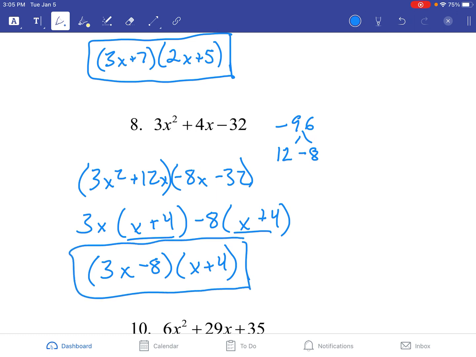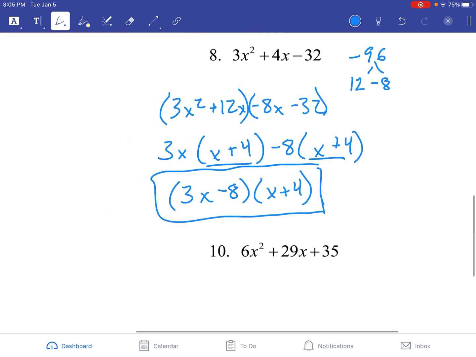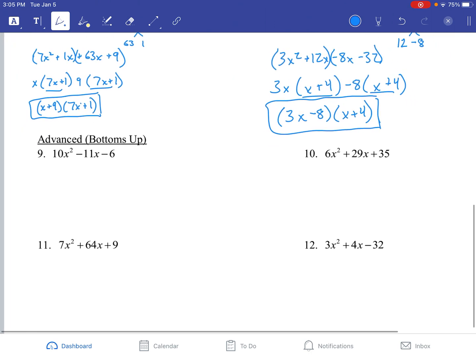I'm done. Now, factor by grouping is technically a little more complicated than the bottoms-up method, but the grouping part is very important because when we get to the next day of factoring, which is going to be on Friday, we're going to actually show you a factor by grouping that has to be done by grouping because of the way it's set up. But that's on Friday, so let's not worry about that right now.